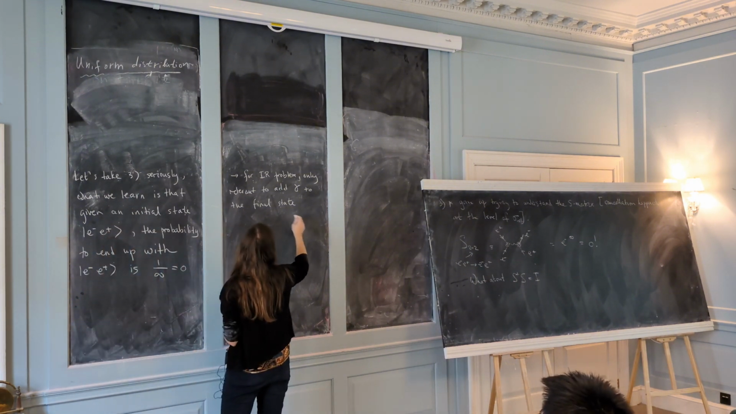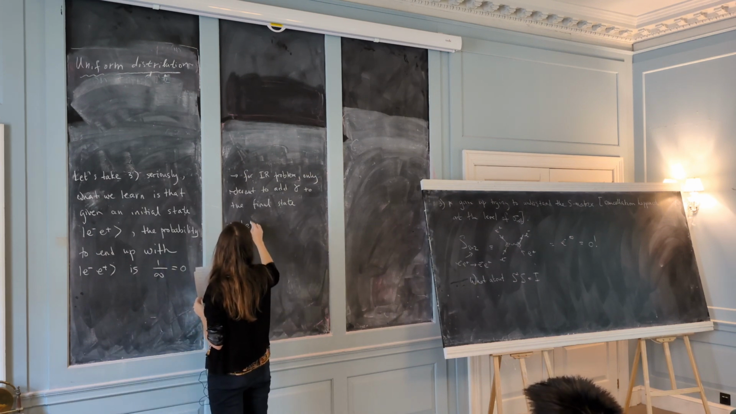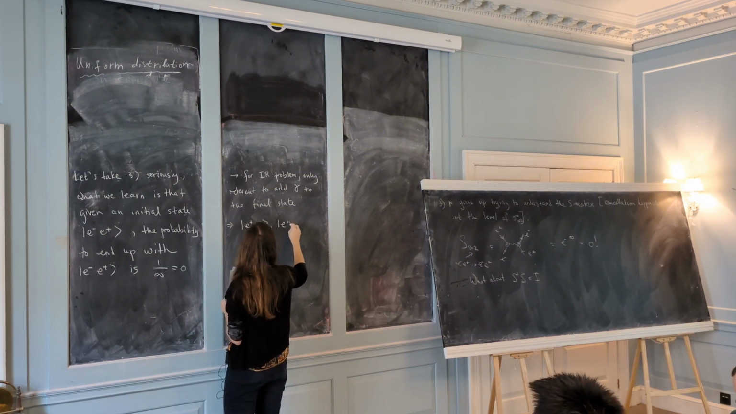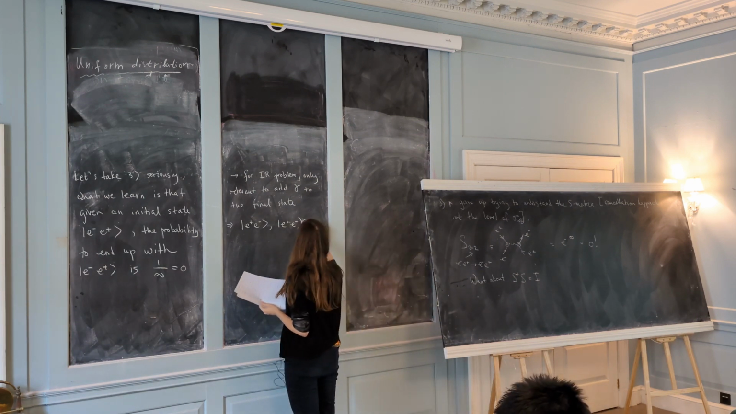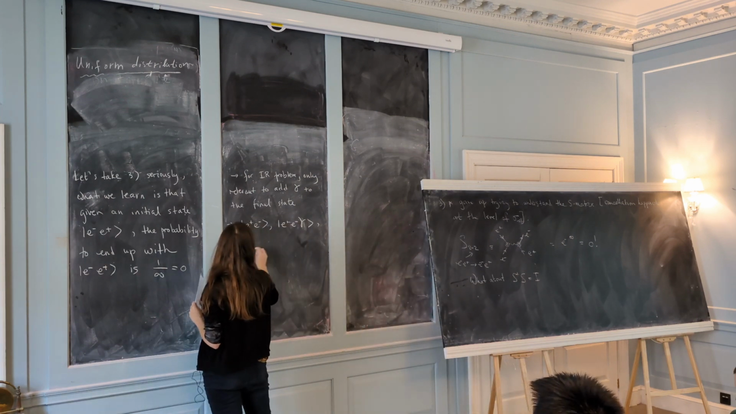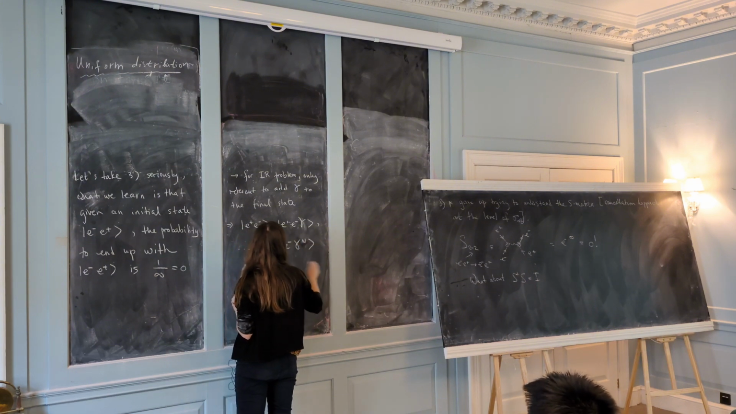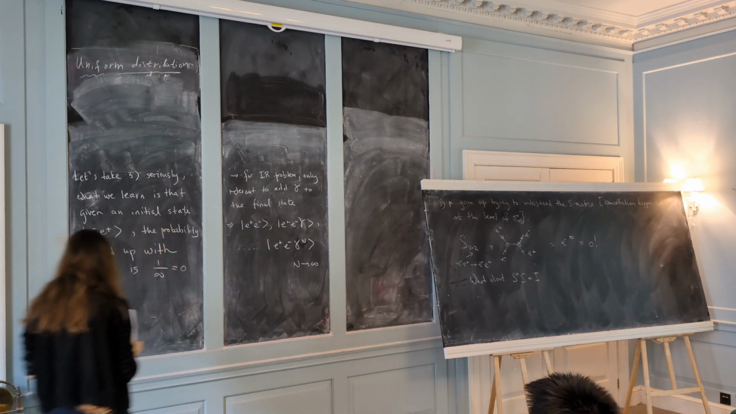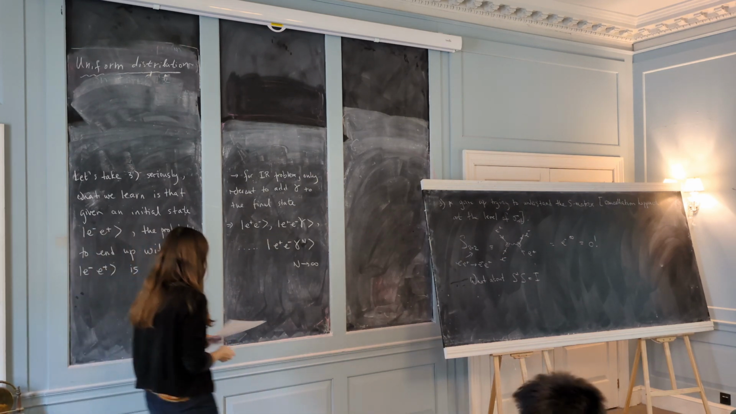So in the final state, we can have an electron-positron pair, but we can also have an electron-positron pair together with a photon. And then we can have n photons, and really we can have even an infinite number of photons in the final state.